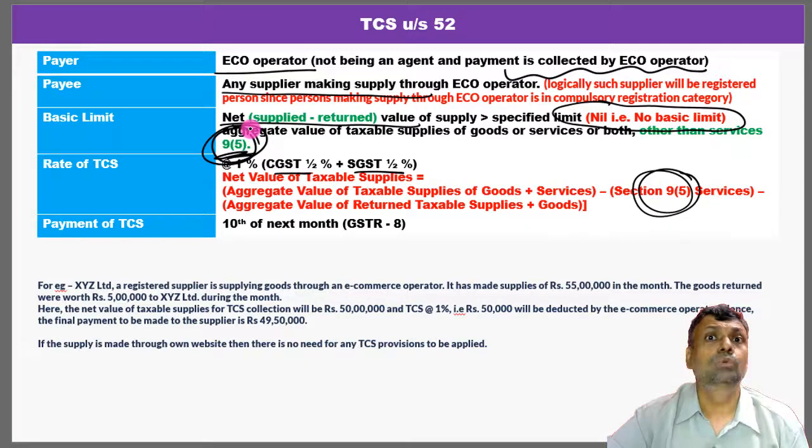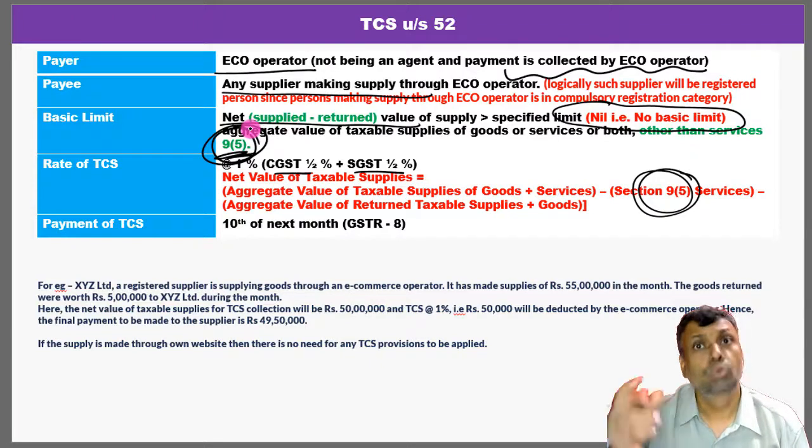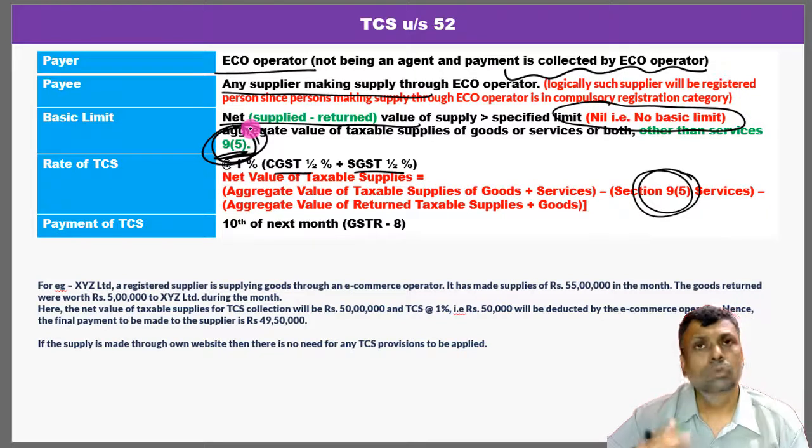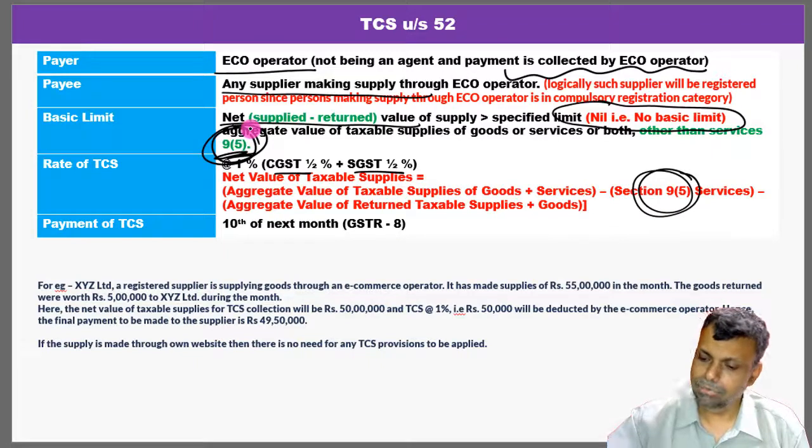That means they are not subjected to TCS obligations whatsoever, because those e-commerce operators are already under the deeming fiction that they have to pay the GST as if they are the supplier. Okay, so if you want to work out the amount on which that particular tax is to be collected, I'll give you one example.